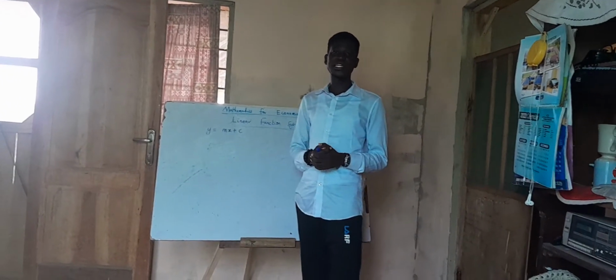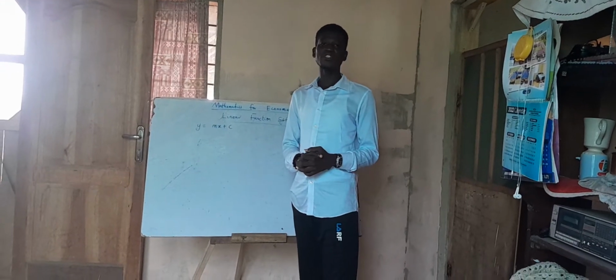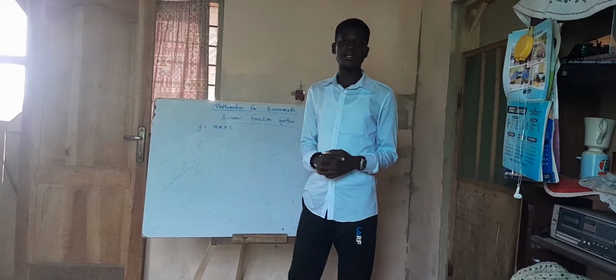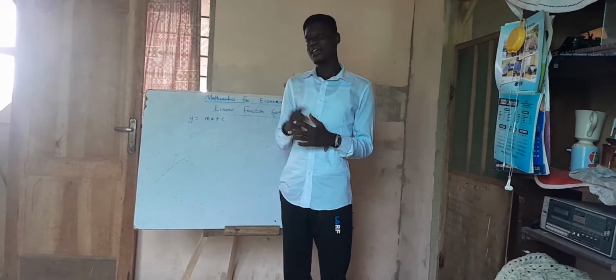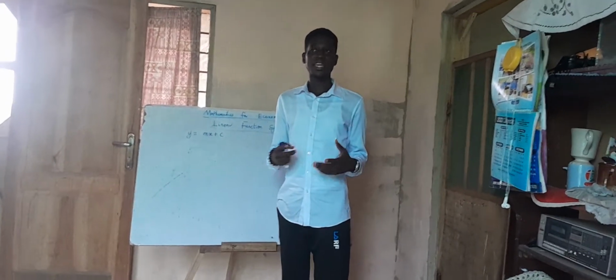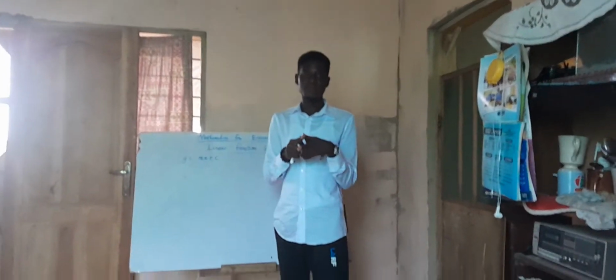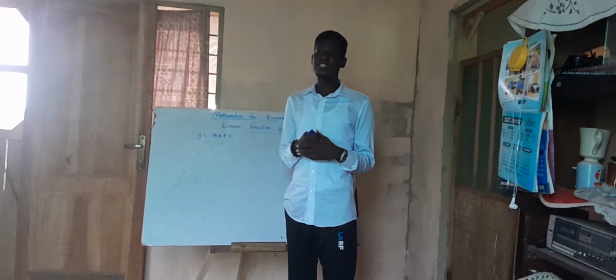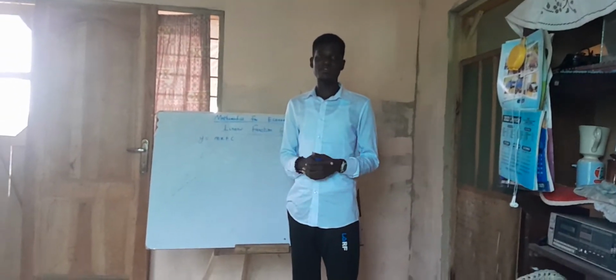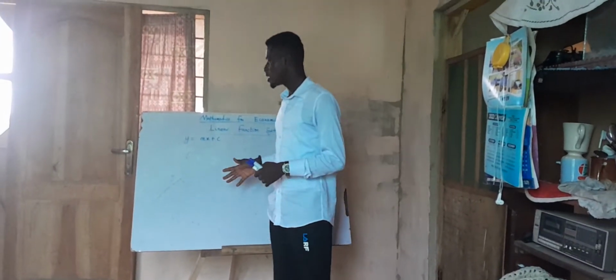At this point, we will talk about how to find the equation of a straight line, how to find the gradient of a straight line, how to find the equation of a line when you are given a point and the gradient, how to find the equation of a line when you are given two coordinates, and how to find the gradient of a line when you are given two coordinates. That is basically what we are going to do.